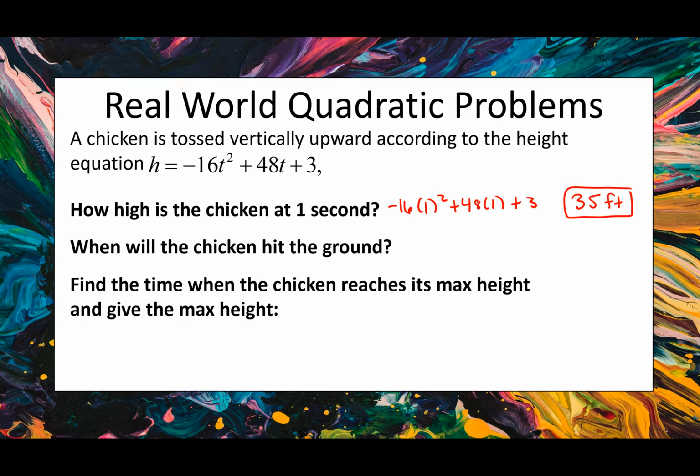Next one says, when will the chicken hit the ground? So I'm looking for this vertex right here, and it says when. So remember, it's time, comma, height. So I'm looking for the x value. All right, so let me go ahead and go to Desmos and graph this.